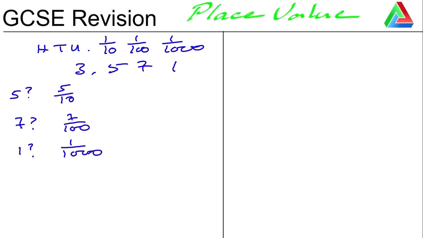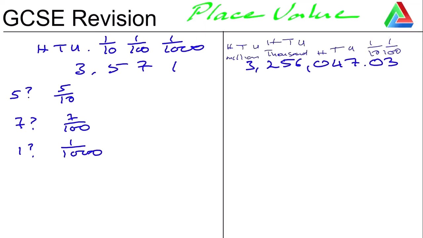So very, very straightforward. So if I have a number like this, I would read that as, and I can put my headings in very quickly. And I would read this number as 3,256,047.03.